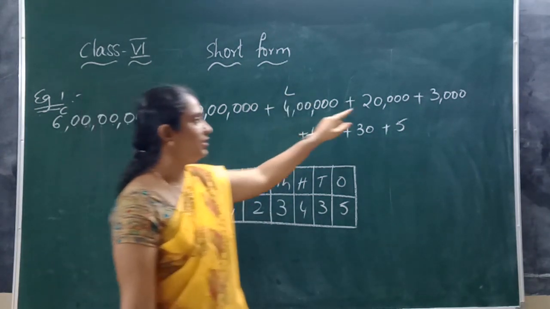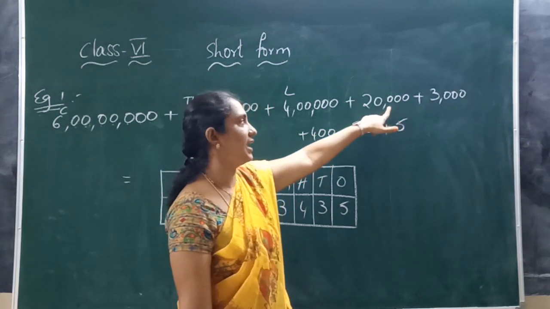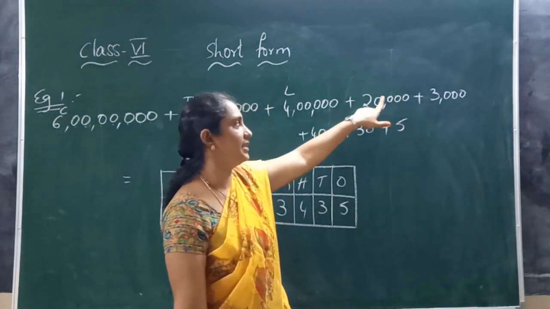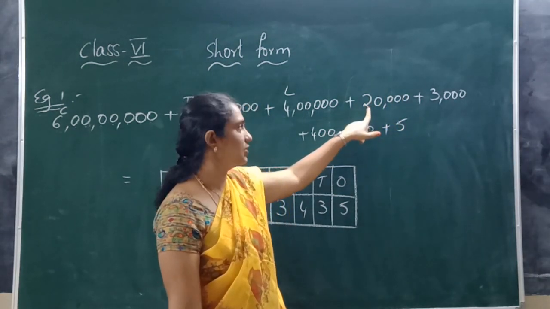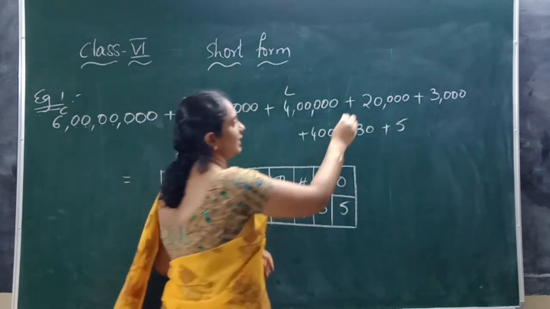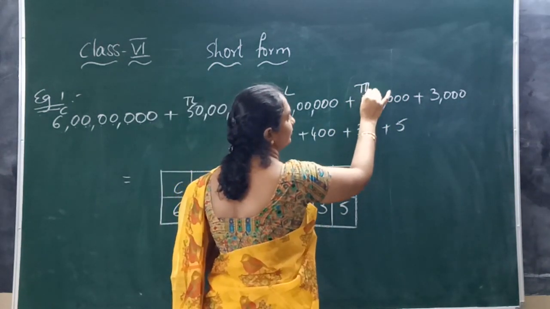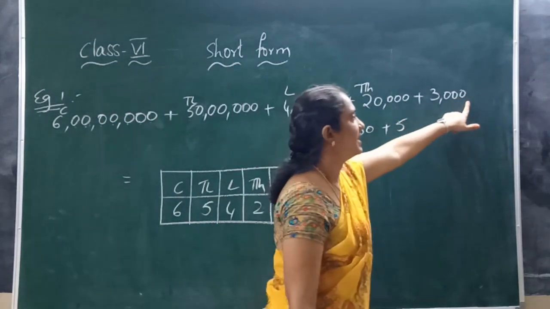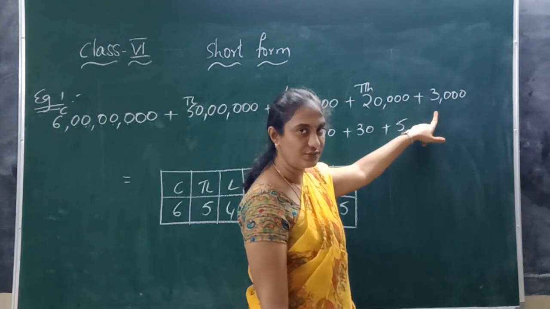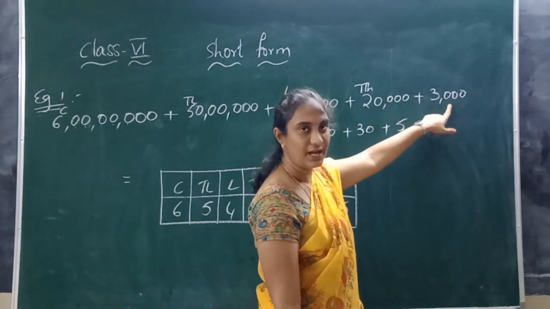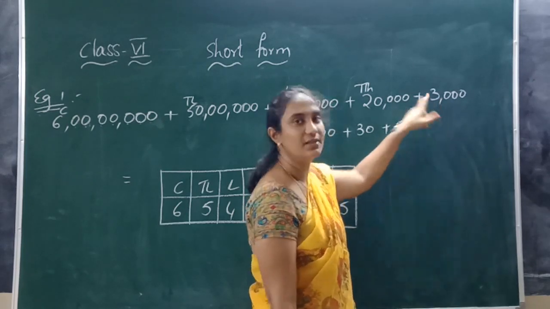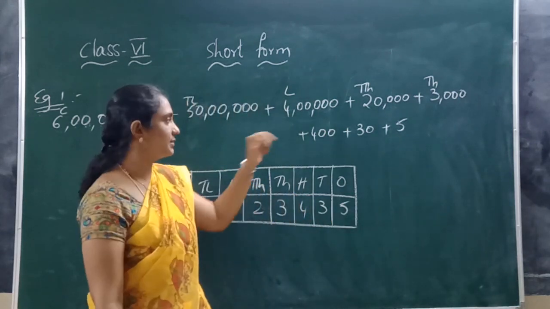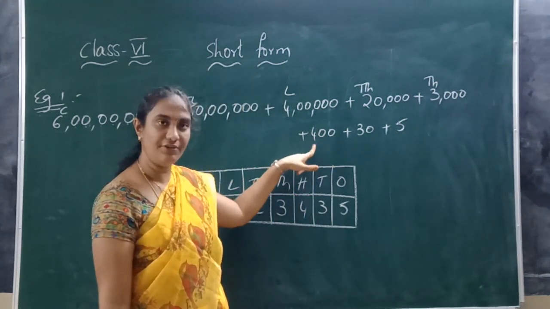Next, ones, tens, hundreds, thousand, 10,000. So 2 is in which place? 10,000. Next, ones, tens, hundreds, thousand. 3 is in which place? 1,000 place. Ones, tens, hundreds.